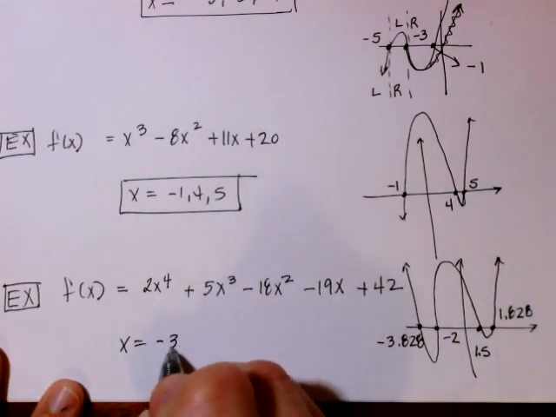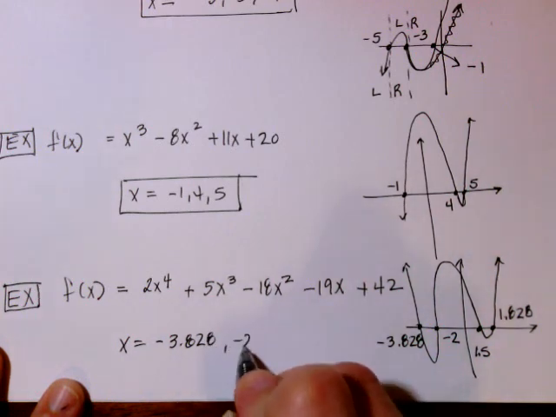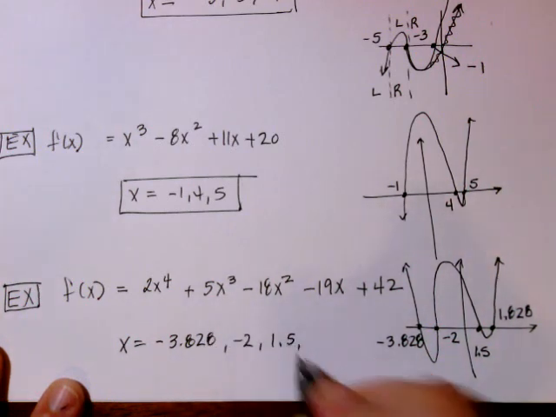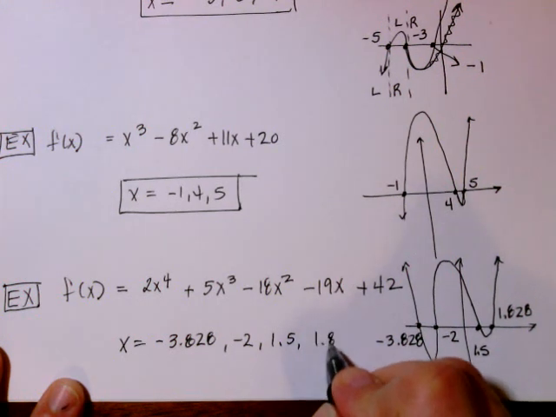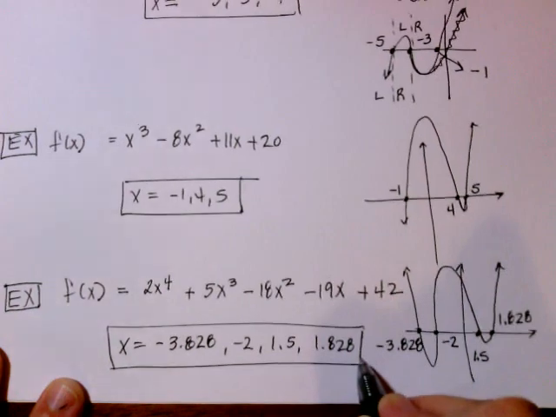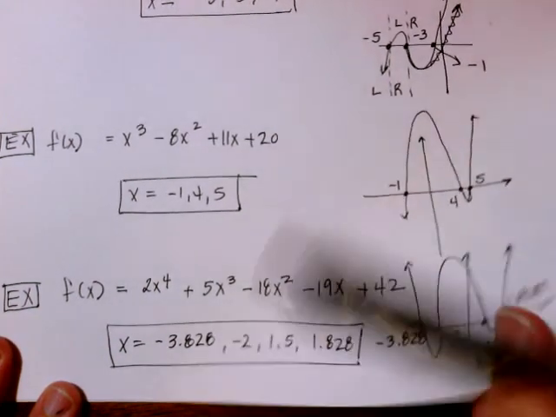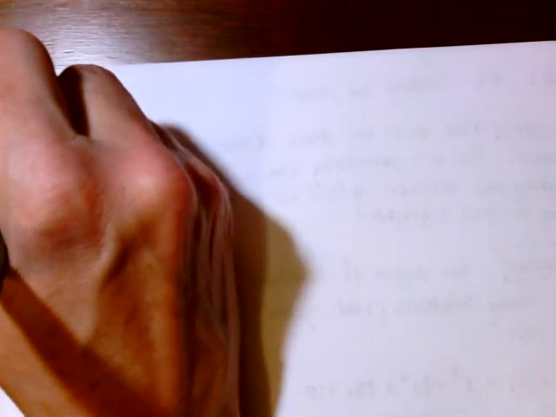So now all I have left to do is list my zeros. I had a negative 3.828. We had a negative 2, 1.5, and 1.828. And those are the 4 zeros of my function. Very nice. Alrighty, so now let me give you your problems.